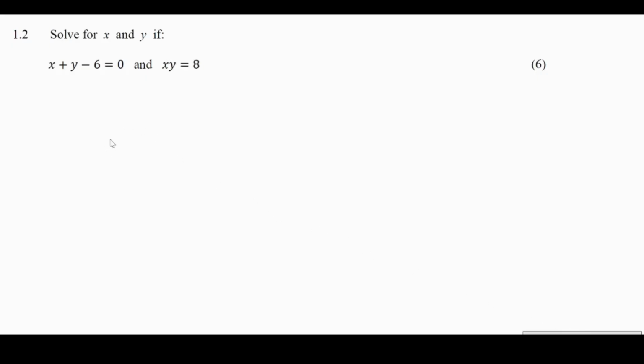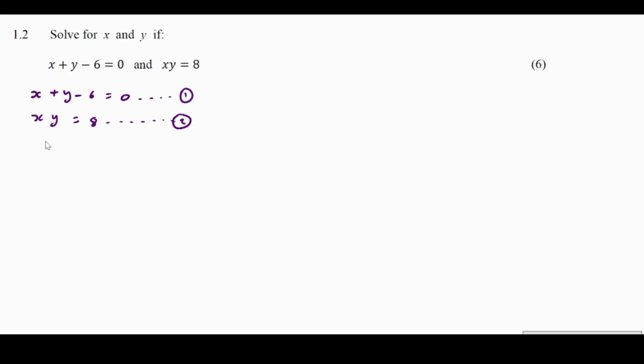Simultaneous. Solve for x and y. If you are given that x plus y minus 6 is equal to 0, or xy is equal to 8. All right, let's see how do we simplify this one. I'm going to create equation 1 and equation 2. So my x plus y minus 6 is equal to 0, and xy is equal to 8. I'm going to call this my first equation, and then I'm going to call this my second equation.